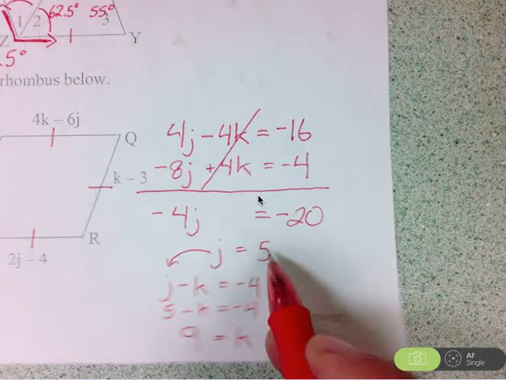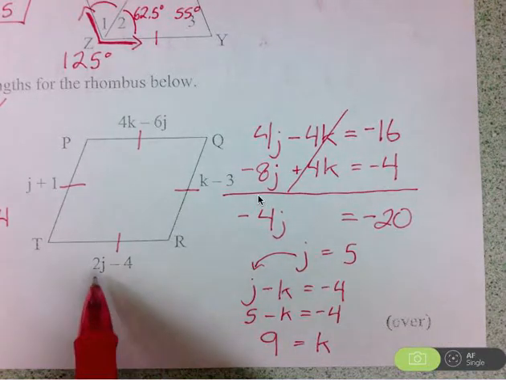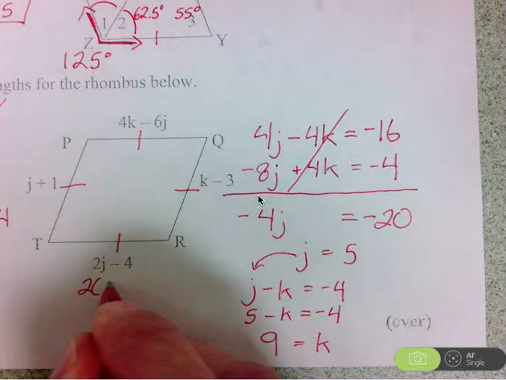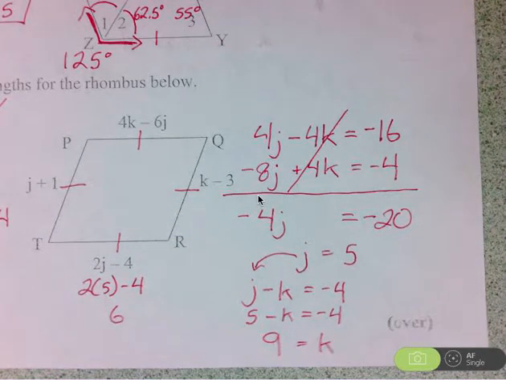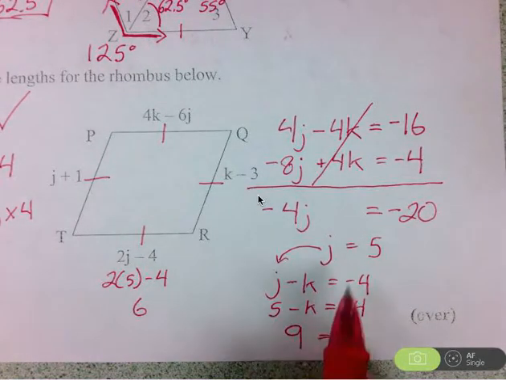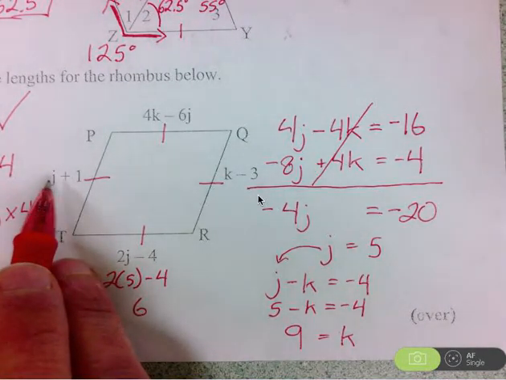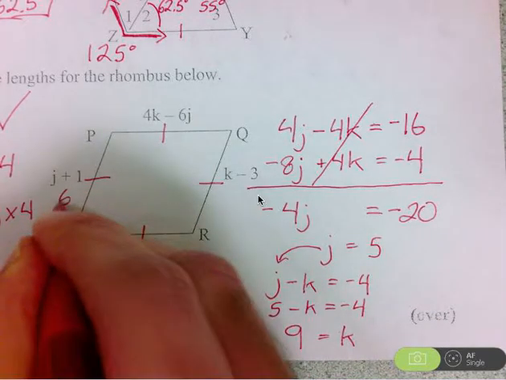So once I know j is 5, notice I can plug that in. 2 times 5 makes 10. And 10 minus 4 is 6. I know that side length is 6. I know all of the side lengths are 6. Notice if I plug the j in here, 5 plus 1, again, that's 6.